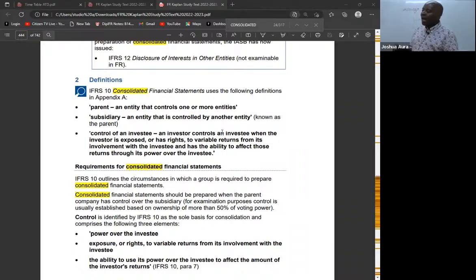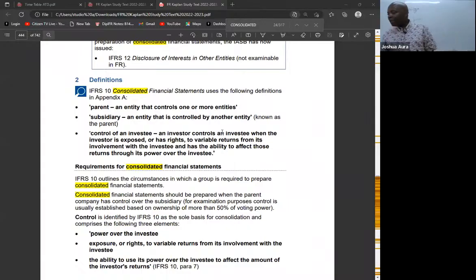We are told an investor controls an investee when the investor is exposed or has rights to variable returns from its involvement with the investee, and has the ability to affect those returns through its power over the investee. I like this. Let's continue a little bit.